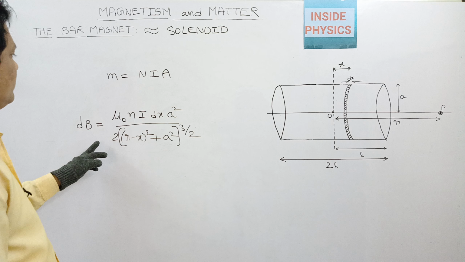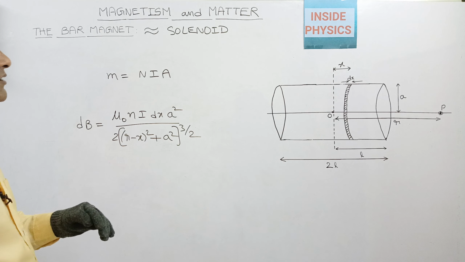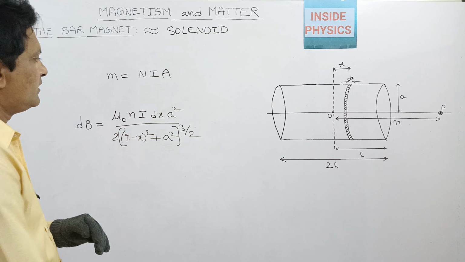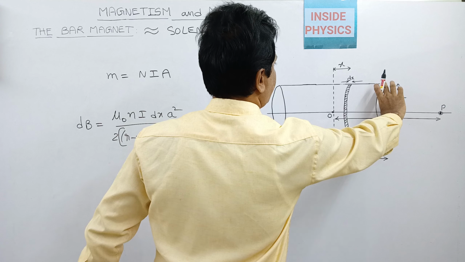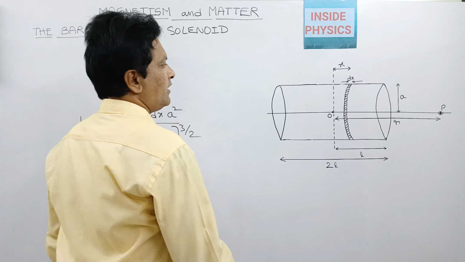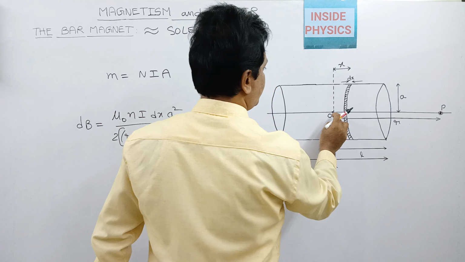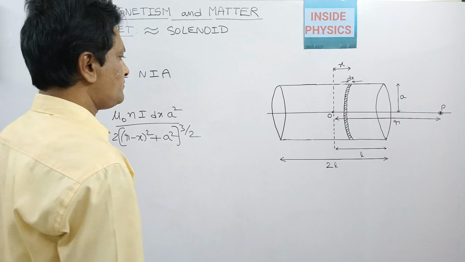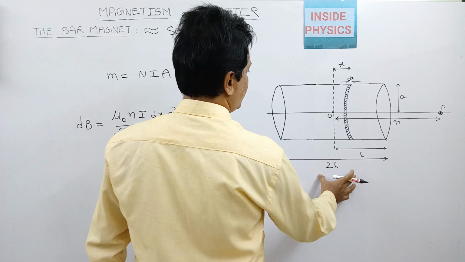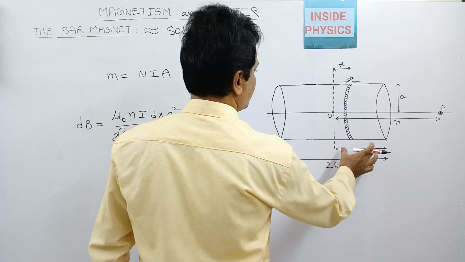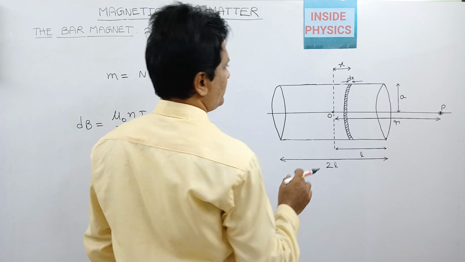With this relation I will explain some of the terms attached to this diagram. Here a is the radius of the turns in the solenoid, and r is the distance of the point we have taken on the axial line from the center of the solenoid. If you consider the length of the solenoid as 2L, this is one half, this is the second half, and half of the length is L.